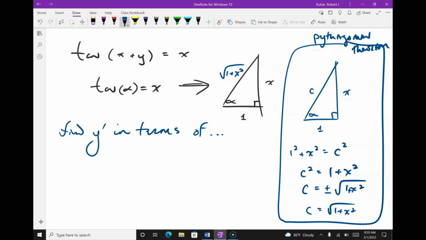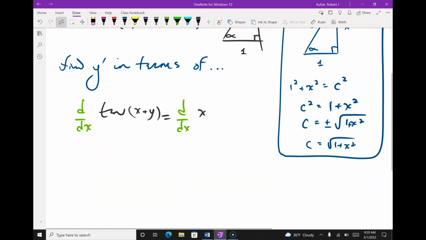So when I'm converting back to x's, I need the triangle. That's the key, okay? So find y prime in terms of, you know what's coming. You'll see it, okay? This is the first time you're seeing this problem, but you'll see what happens. So I want to do d/dx of the left side and the right side, right? Left side is tan of x plus y, and right side is x.